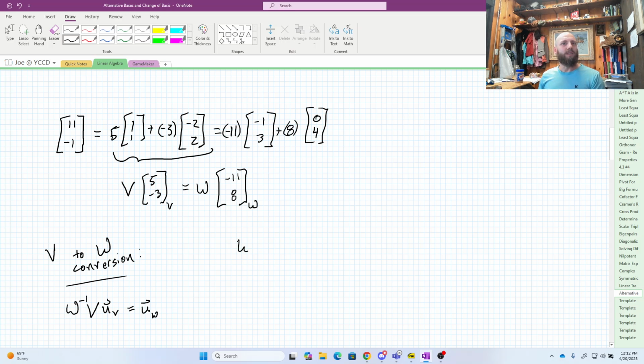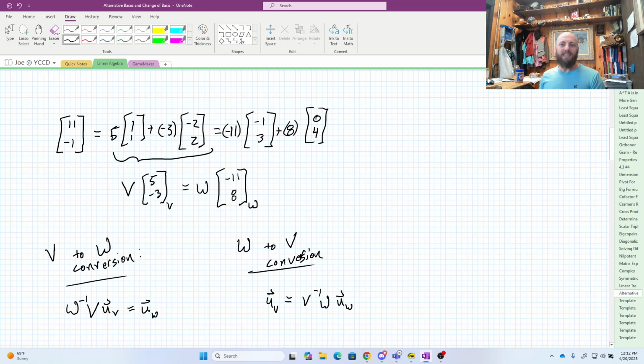And the W to V conversion is written out as same deal but opposite, right? So I want the UV result, and that's going to be written out as V inverse times W UW.